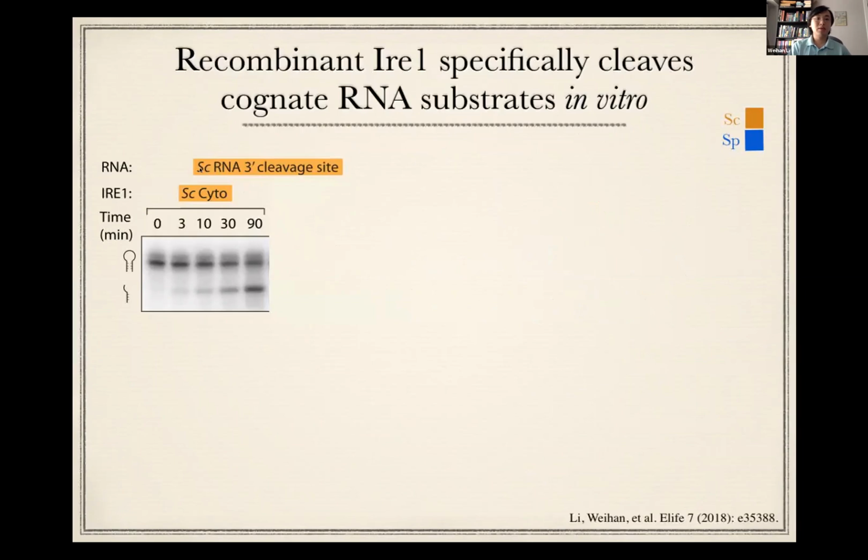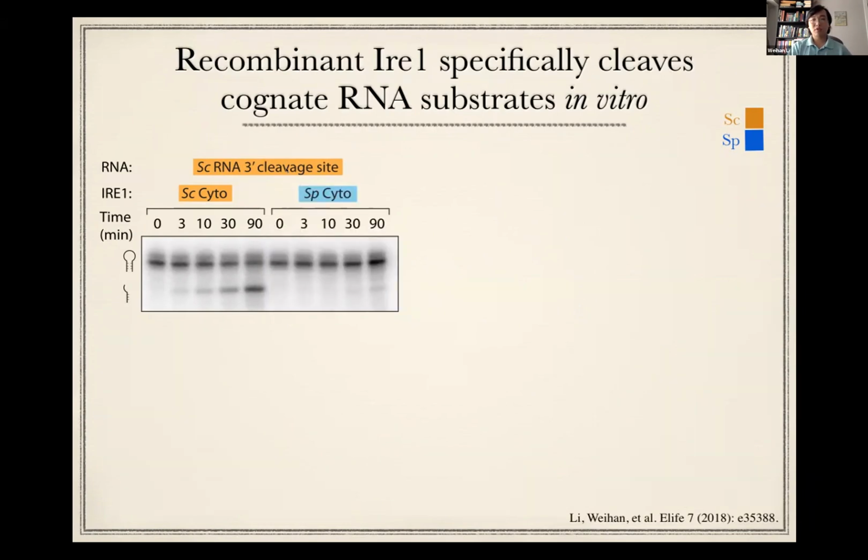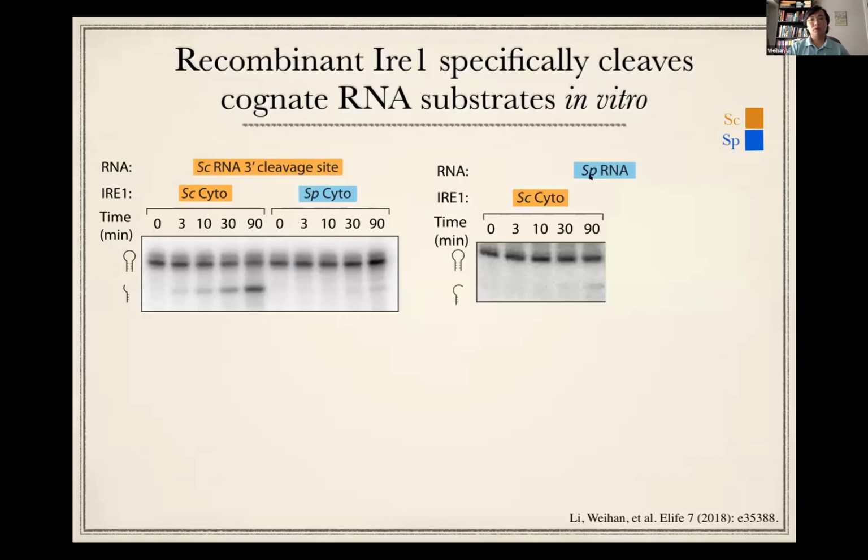This is an in vitro assay with purified cerevisiae RNA incubated with cerevisiae IRE1 over a time course. Top band is uncleaved, bottom band is cleavage product. As you can see, the cerevisiae IRE1 can cleave its endogenous cerevisiae RNA substrate. However, pombe IRE1 doesn't cleave the cerevisiae RNA. Similarly, with pombe RNA, cerevisiae IRE1 doesn't cleave the pombe RNA substrate, but the pombe IRE1 can cleave its cognate RNA substrate in vitro. So this in vitro assay showed that the two enzymes, cerevisiae and pombe, can distinctively recognize their own substrates in vitro and have distinct RNA specificity.